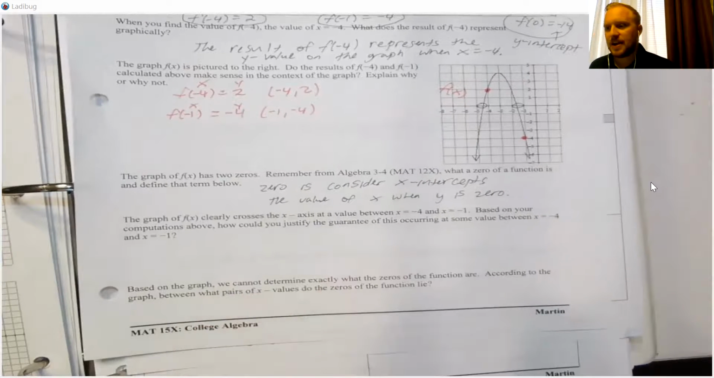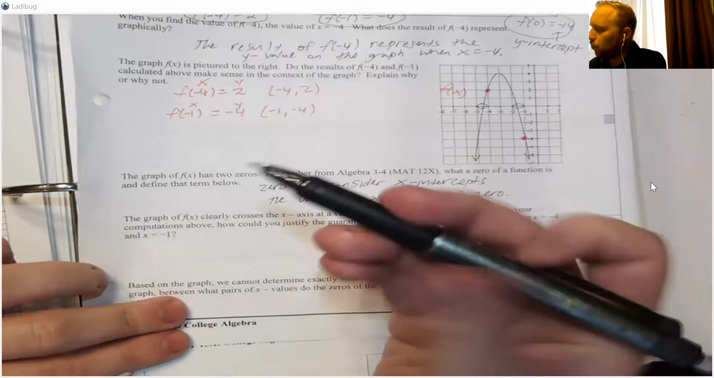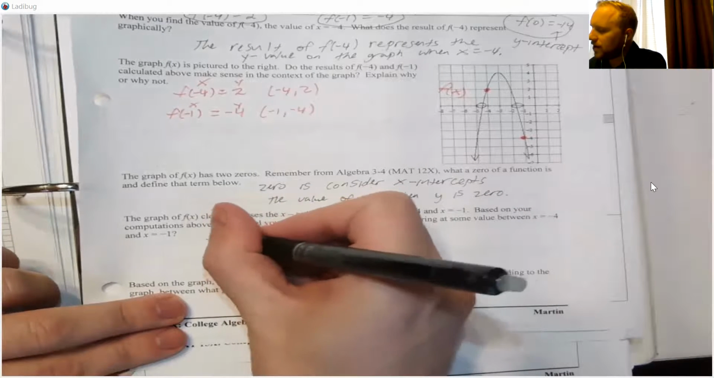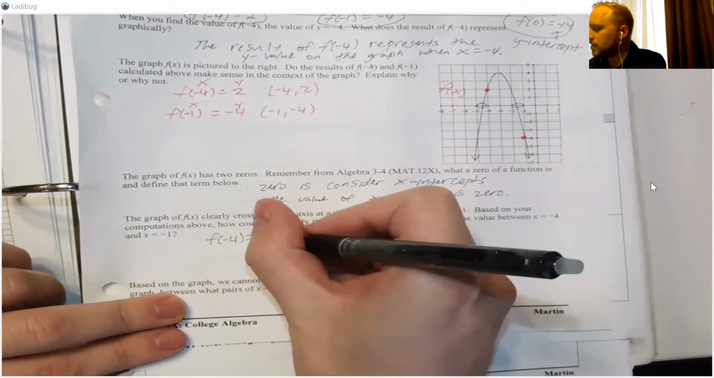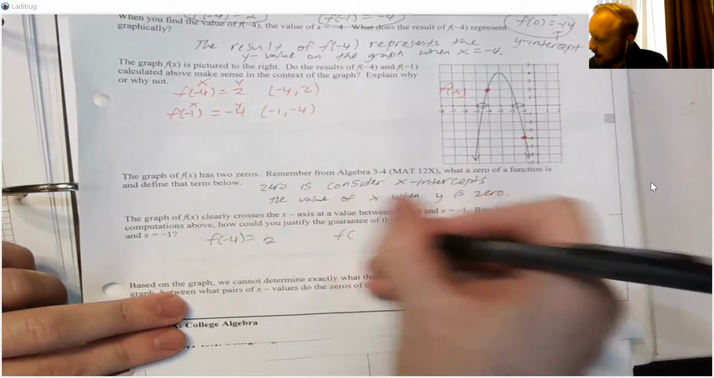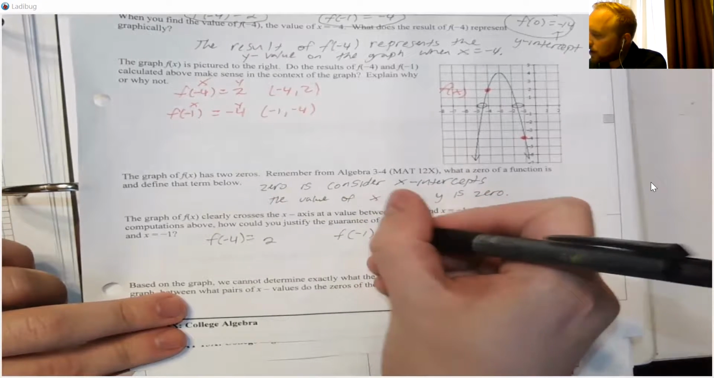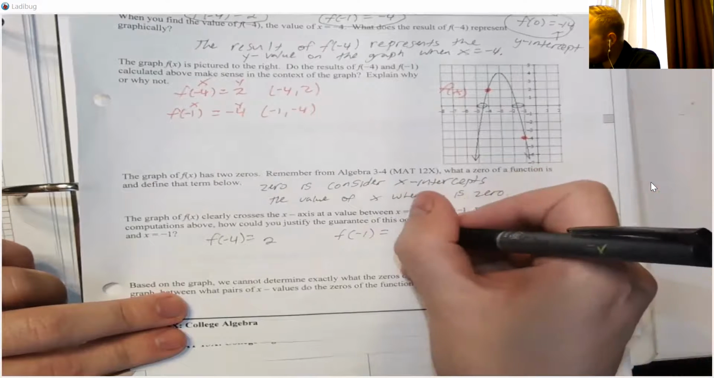Okay? Now it says here, the graph of f of x clearly crosses the x-axis at a value in between -4 and -1. Based on your computations above, how could you justify the guarantee of this occurring at some value between -4 and -1? Well, if we look back up here, we know that f of -4 equaled 2, and we knew that f of -1 equaled -4.